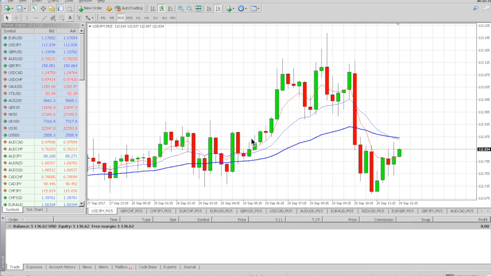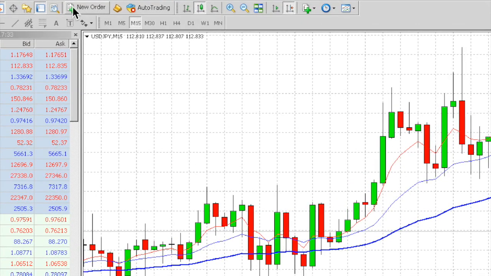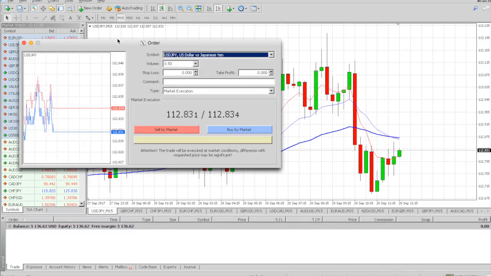All right, so let me show you now how to place a sell order and a bracket order for a short trade. Similarly, what you do is you go to new order. When you're ready to place a trade, click on new order, and you have the box that comes up. This is your order box.